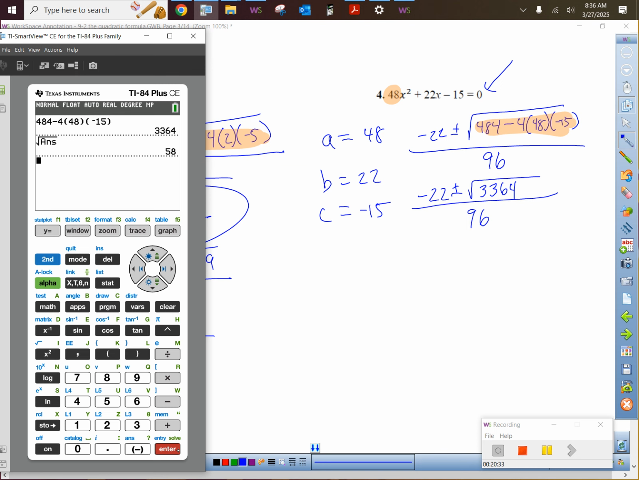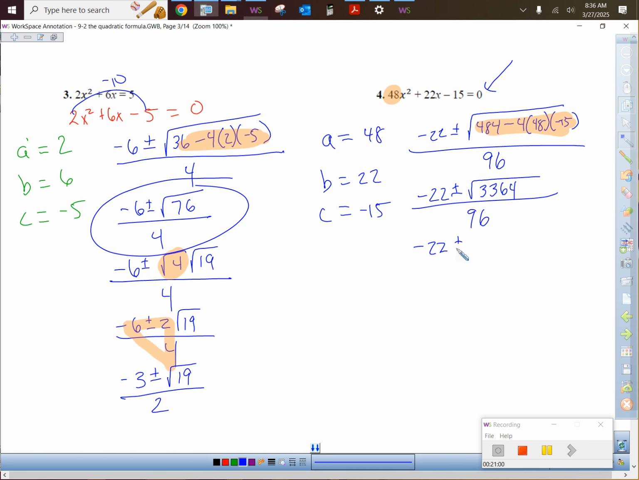That means we could have factored this. We could have frowny face factored it, but you would have had to find two numbers that multiply together to be negative 720, and add together to be 22. It would take you too long to find those two numbers. Do you know what I'm saying? This is the faster way to do it. So it was 58 when we square rooted it, so we're going to put 58 in that spot.